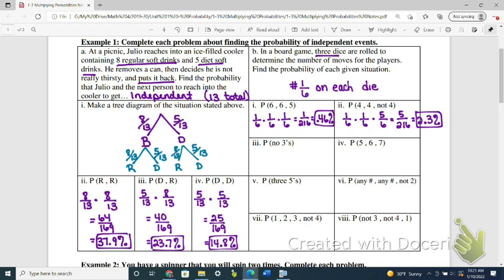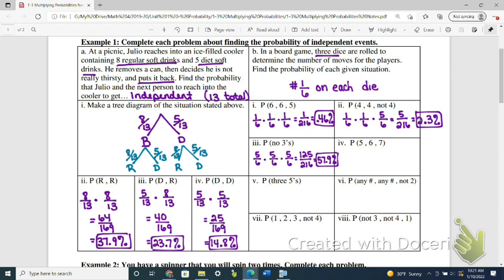Okay, no threes. Threes only happen once. That means not a 3 happens 5 out of 6 times. And he wants no threes on all dice. Doesn't matter what the number is. So I get 125 over 216, which is 57.9%.